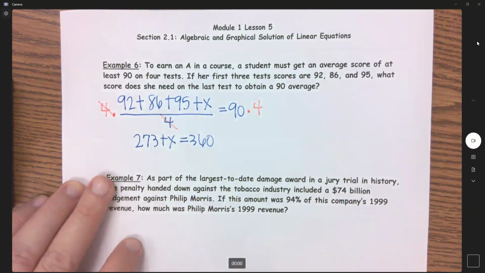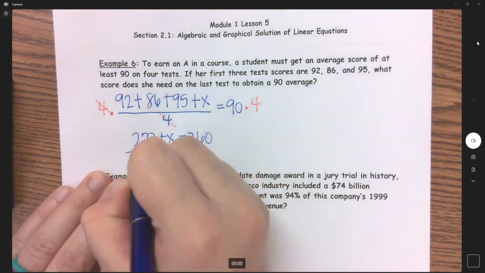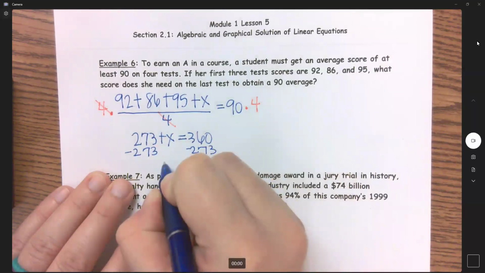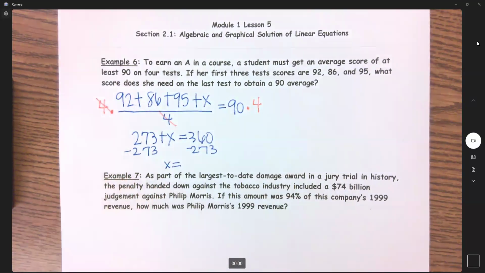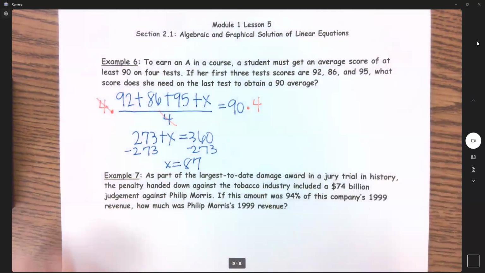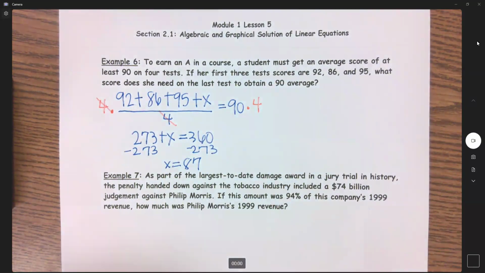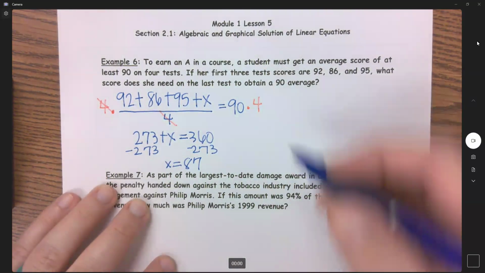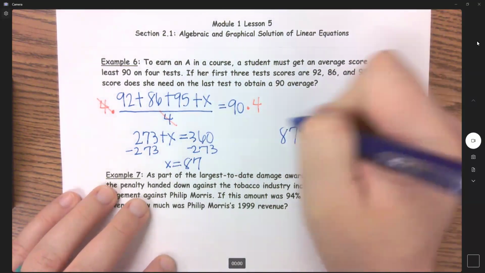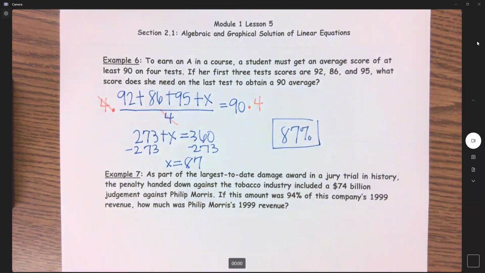So then lastly, I'm going to squeeze this in here. We're going to subtract our 273 over. And we get X equals 87. So what score does she need on the last test to obtain that 90% average? And she needs at least an 87%.